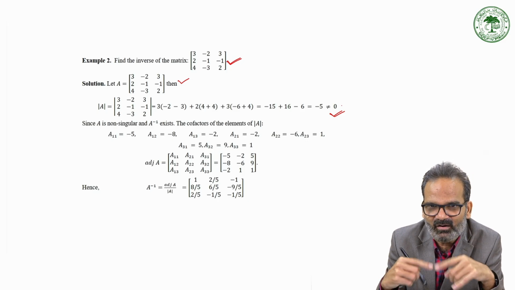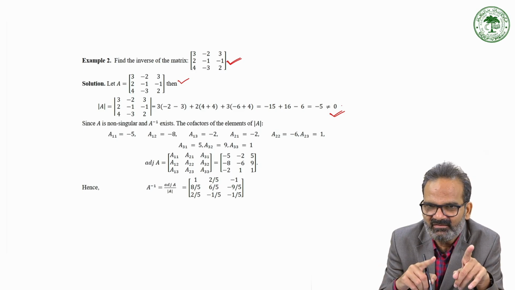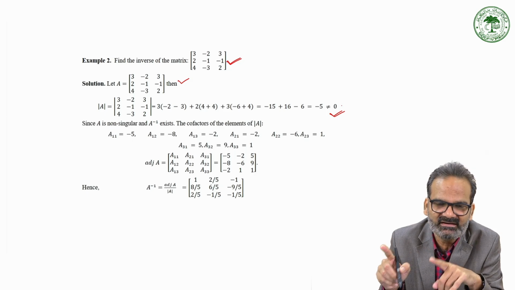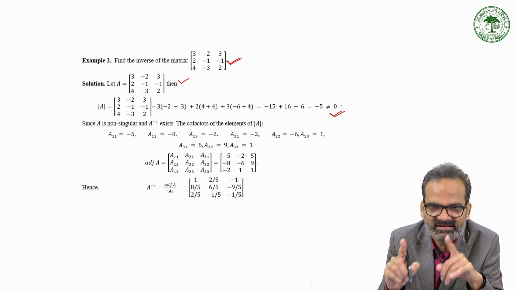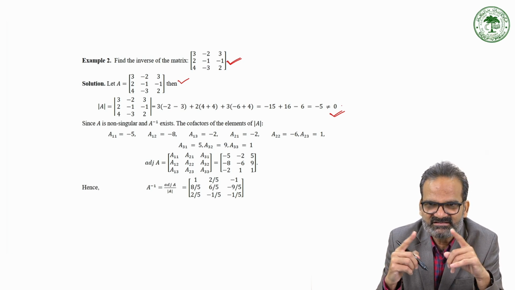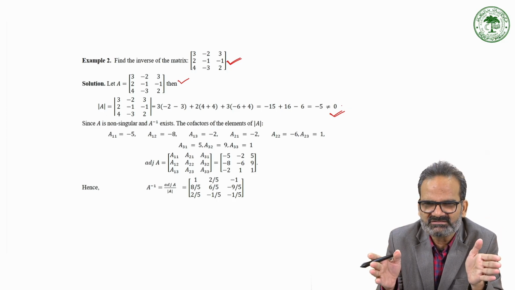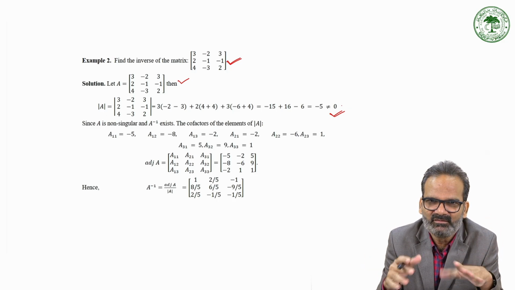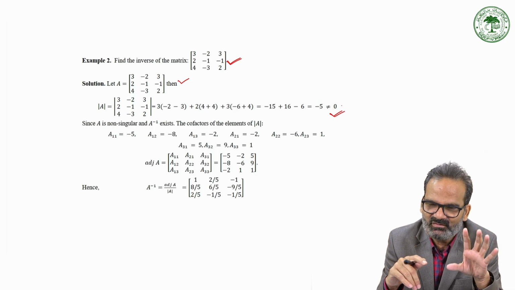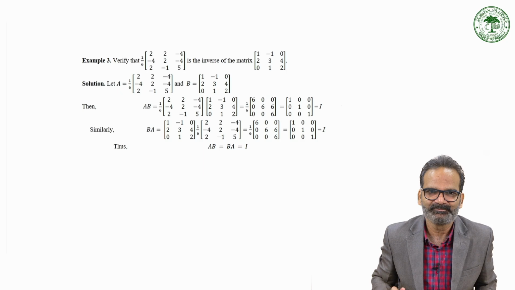Now, we will find the cofactors of all the 9 elements of the determinant: A11, A12, A13, A21, A22, A23, A31, A32, A33. Then find its adjoint. And finally, divide the adjoint by its determinant, and you will get its inverse. The approach is exactly the same. So, try to find its inverse yourself for the sake of practice.